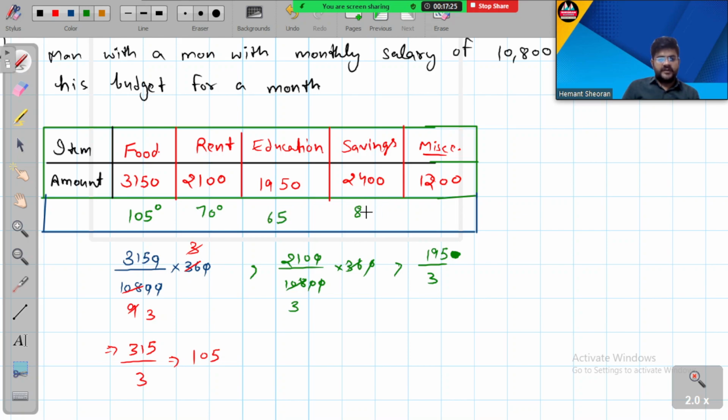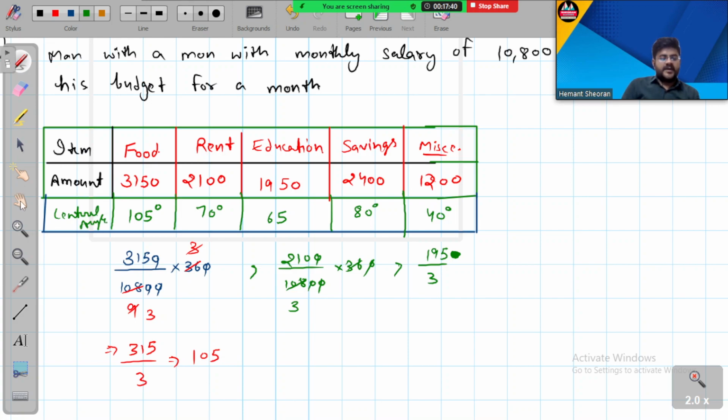240 over 3 will give us 80 degree. Then 120 over 3 will give you what? 40 degree. Yes or no? Is it clear? So this is what we call a central angle. So we calculated the central angle for us.